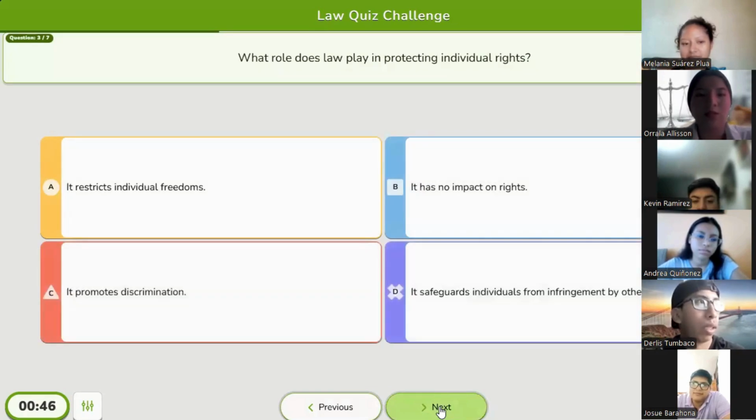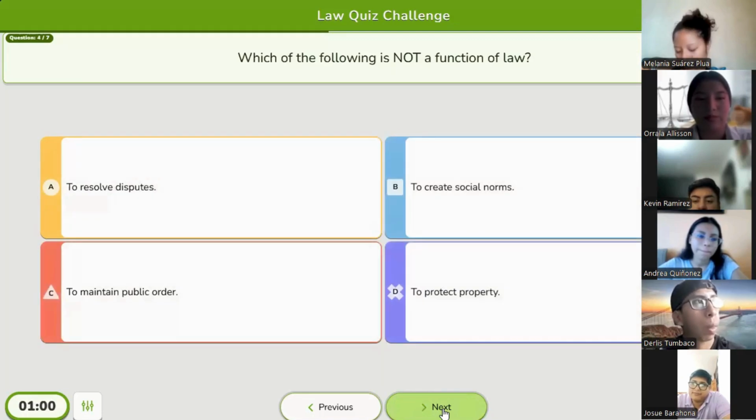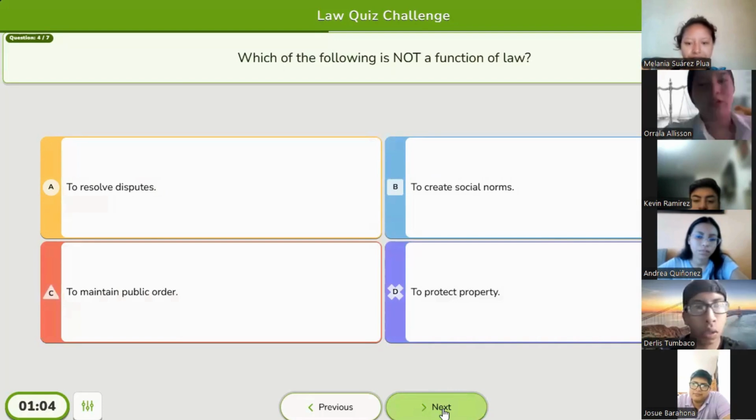What role does law play in protecting individual rights? A, B, C, or D? Letter D. Which of the following is not a function of law? A, B, C, or D? Letter B.